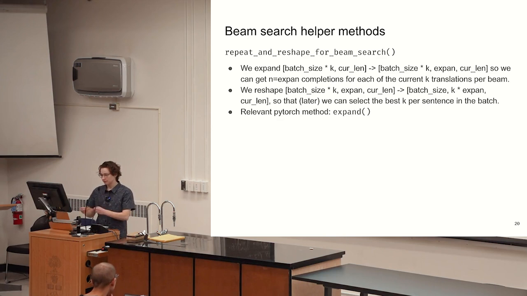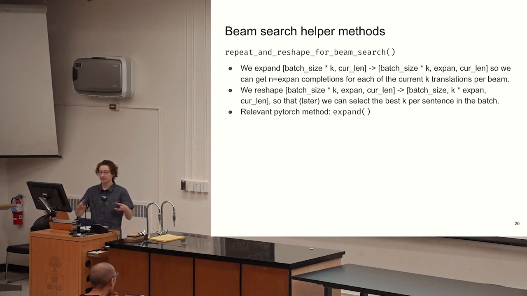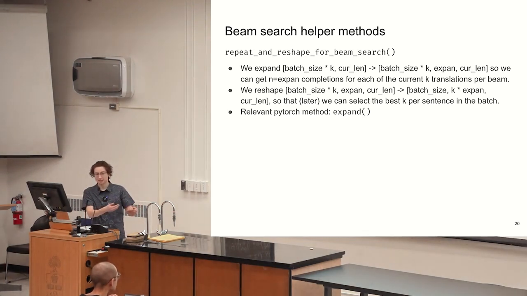Okay, I'm going to go fairly quickly through the rest of the beam search helper methods. This next one is also a sort of expand and reshape method. Here the expand part adds an expand dimension, and this lets us get n equals expand completions for each of the current k translations. So this is the step where for each of the k that we're keeping track of, we look at how many additional possible completions, next steps, we consider for each of the k. And then later, we're going to cut that down. So that's why we expand.